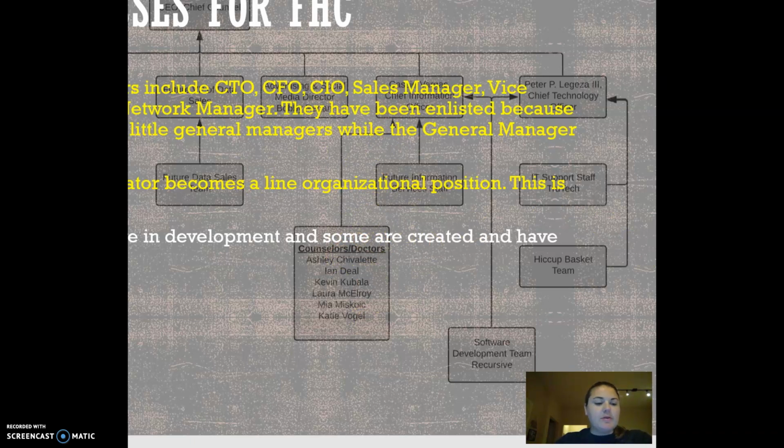Okay. So these are the lateral processes that work for Florida Homestead Check, just to give us a little picture of how that looks. Thank you.